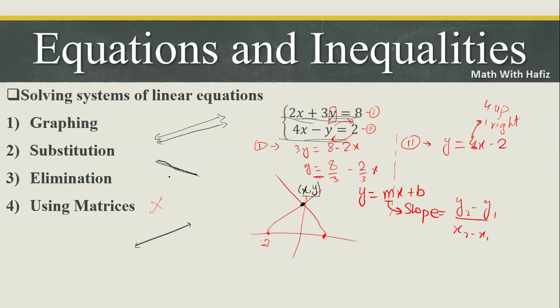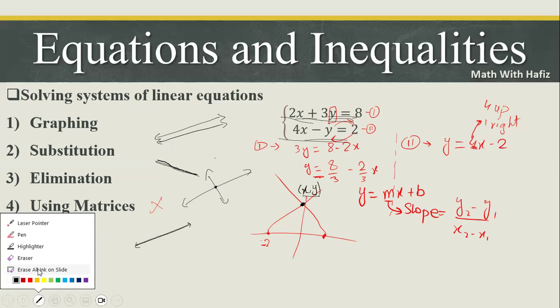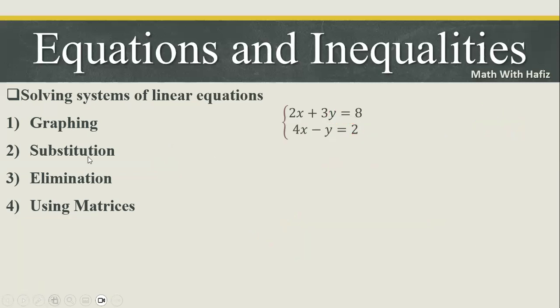Then we have this form. Here you have one line and another one. They are crossing at just one point, this one point. So it means this system of linear equations will have only one solution. All right, so this was the quick review about it. Let's move to the second method of solution, which is substitution.